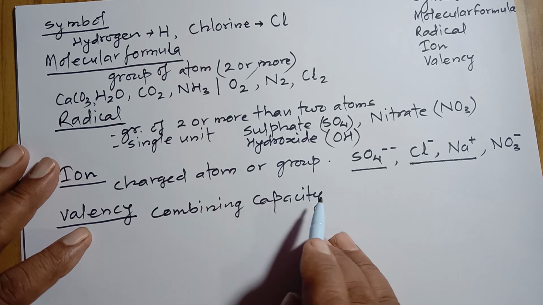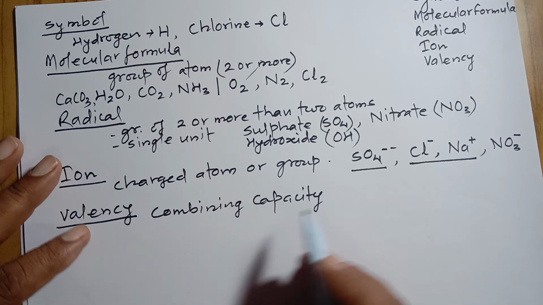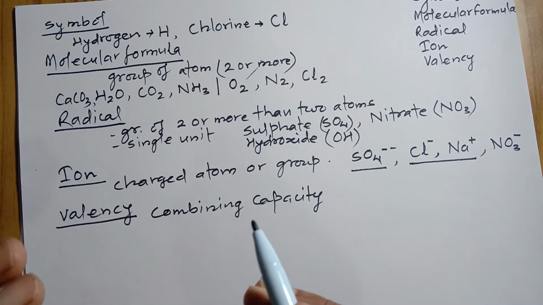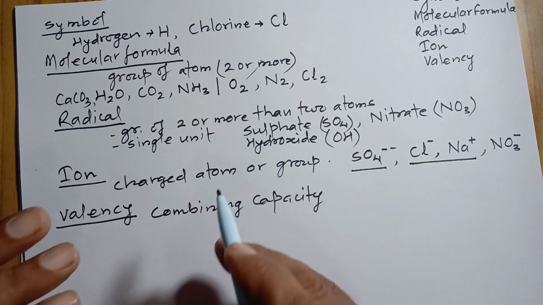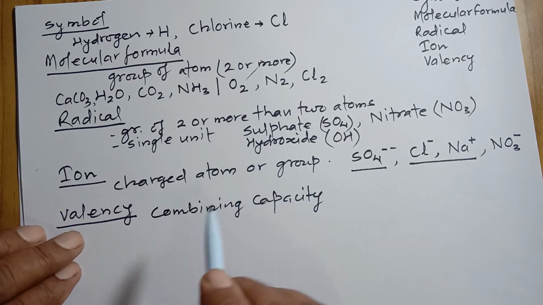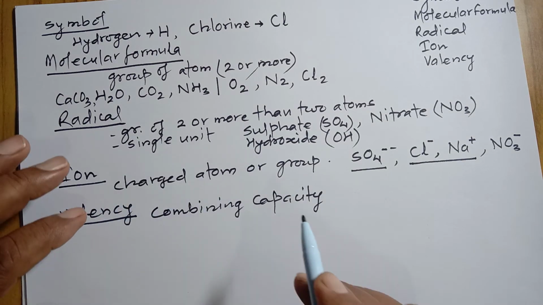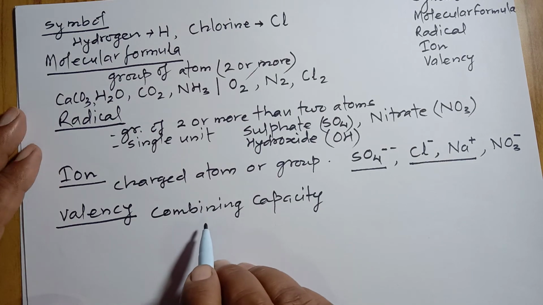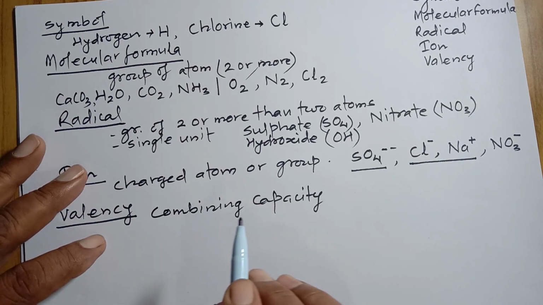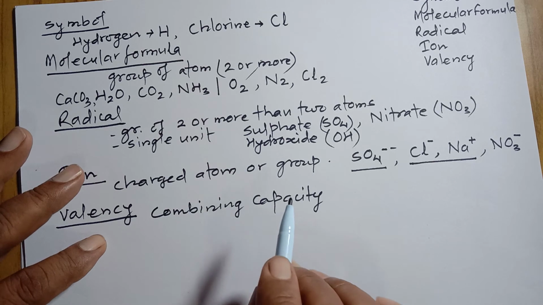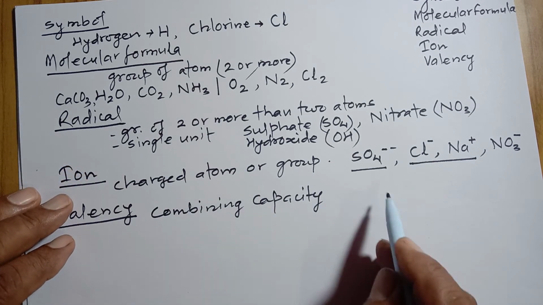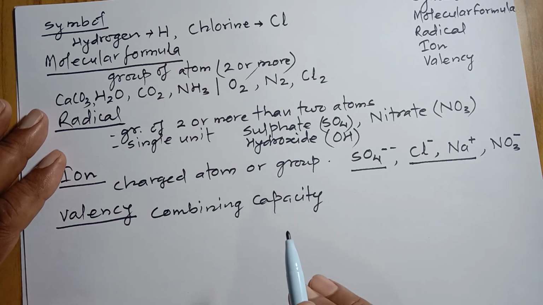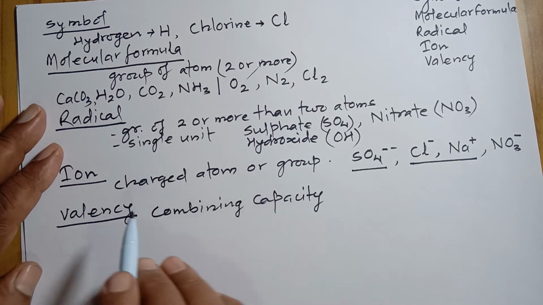Now, what is the meaning exactly? When an element combines with another element, then they combine in a certain ratio or certain proportion. In the same way, an element can combine with a radical also. They combine in a definite proportion. A definite number of atoms of element combines with a definite number of radicals. This way, combining capacity is valency, but it is determined by a certain method, just number of hydrogen.